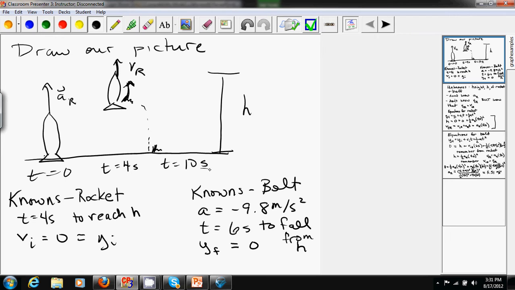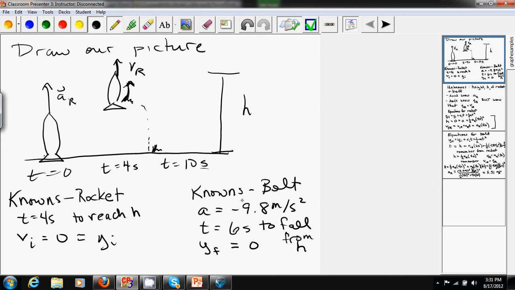Okay, so let's list our knowns. For the rocket, we know the following things. We know that it takes 4 seconds to reach whatever height that is, and I'll call it h. We know that its initial velocity is 0, and we know that its initial position is 0 because it's on the ground. It starts from rest.